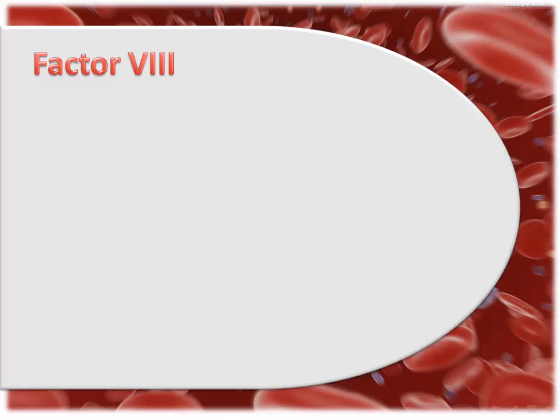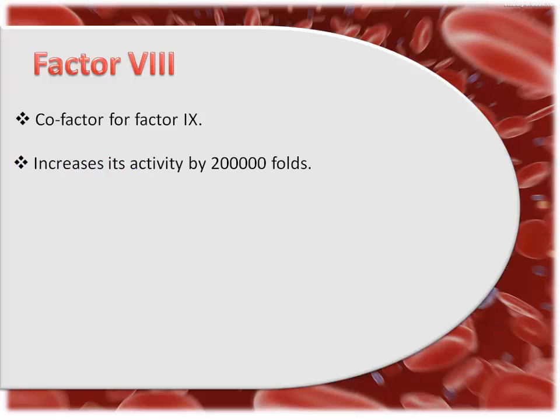Factor VIII, what's its activity and what's its importance? Factor VIII acts as a cofactor for factor IX in the coagulation cascade, and it increases its activity by about 200,000 times. Factor VIII is carried by the von Willebrand factor, which inhibits its activity under normal conditions. And this is why we said that there are no abnormalities in the von Willebrand factor in hemophilia A.